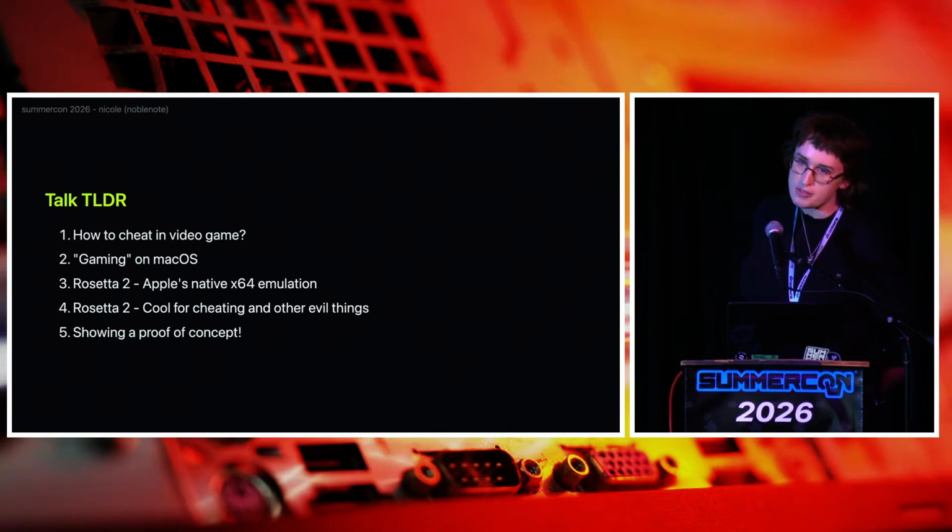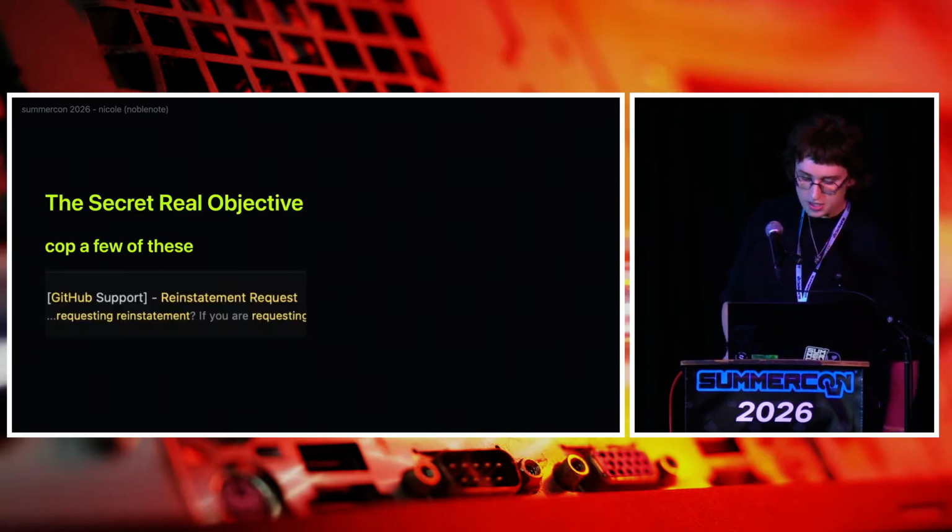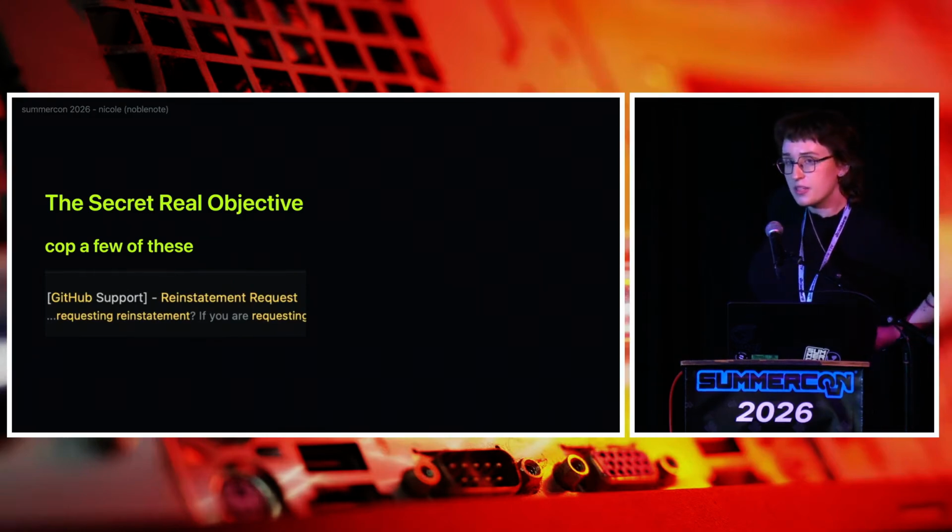It's usually via Rosetta 2 if it's an Intel Mac binary, which is most often what it is for a game. And then we'll get into how that works, how that influences how our cheat is going to run, and then we'll show some other evil things. But look, the real secret objective is how to get banned off GitHub.